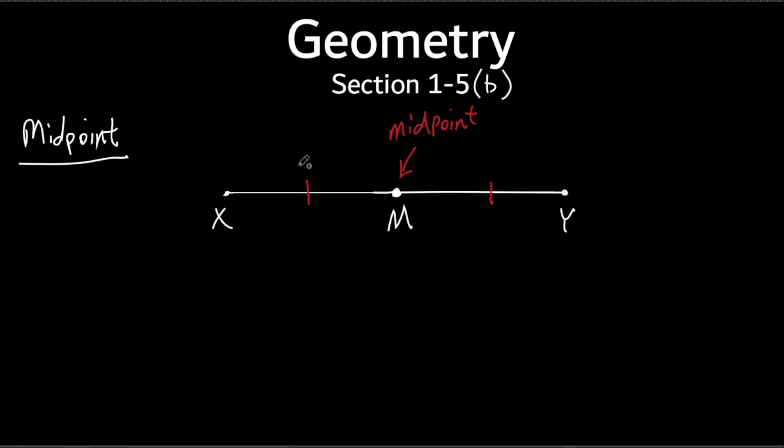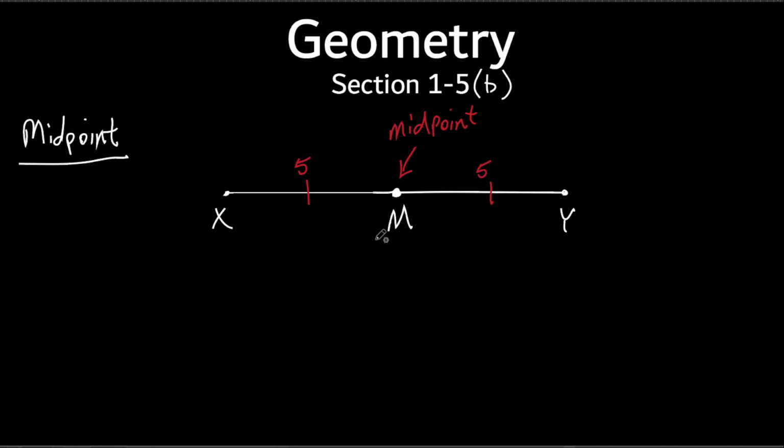So if I told you that the length of XM, let's say, was 5, then tell me what the length of line segment MY would be equal to. It would be 5, okay? Pretty simple. Would you agree? Okay, yeah, pretty easy.